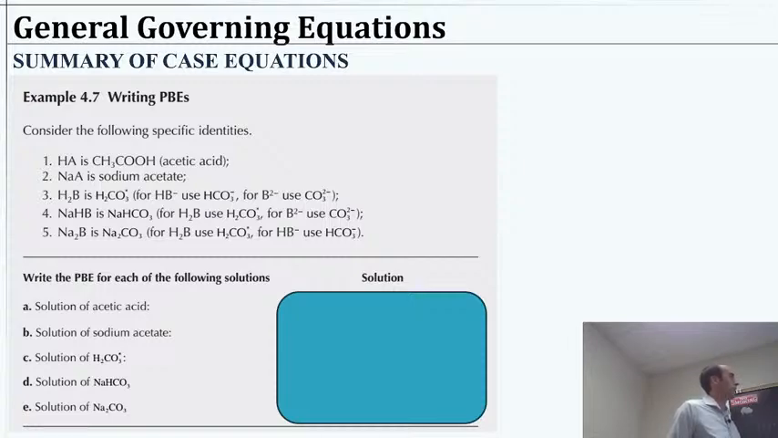Okay, so we want equations, PBE equations, sorry, proton balance equations, for the solution of acetic acid, for sodium acetate, for carbonic acid. And what we notice here is this is basically cases 2 through 6. So take a moment to just reflect on that and see if this is coming to you intuitively. It's sort of just a recap of what we just did. And you can go ahead and put it in the chemical terms instead.